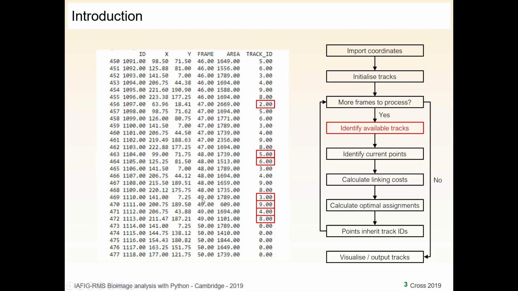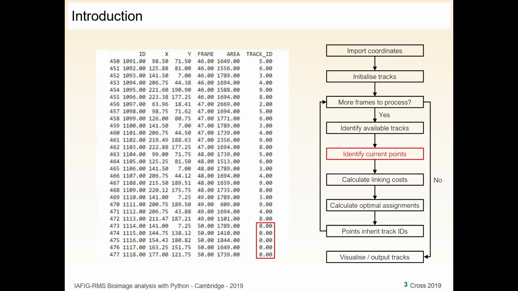So we can see here that in frame 49, we've got IDs for 3, 9, 4, and 8. In frame 48, we've got available IDs 5 and 6. And in frame 47, we've got ID 2. So these are the most recent frames in which all of those unique track IDs were detected. We also need to identify the rows which correspond to the current points. So this is just anything in the current frame which is set to 0. So at this point we've got the row indices in the table for the most recent instance of each of the tracks, and also the row indices for all of the current points, i.e. those in the current frame.